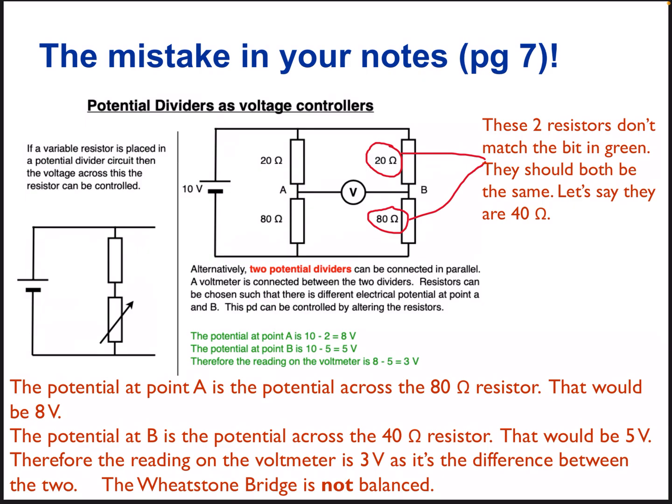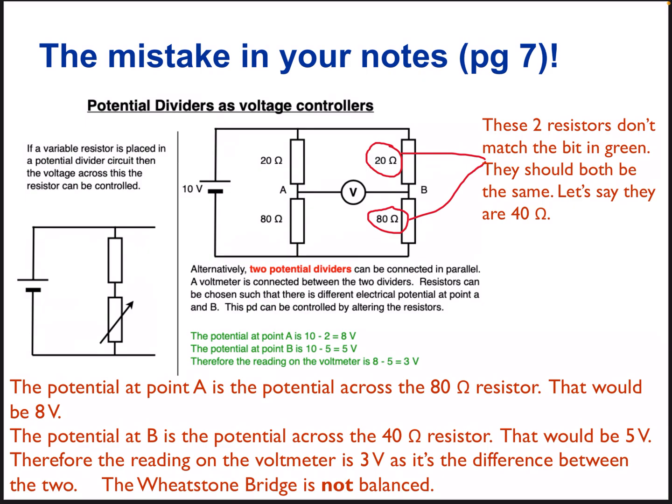Because what the bit in green is then saying, which I've kind of put in red at the bottom as well, is that the potential at point A on that diagram is the potential across the 80 ohm resistor, the one that should be 80 ohms. So that would be 8 volts, because we've got 10 volts that split 20% to one resistor and 80% to the other, so it'll be 8 volts. The potential at point B would be the potential at this new 40 ohm resistor, and that would be 5 volts. So it says in green the potential at point B is 5 volts.